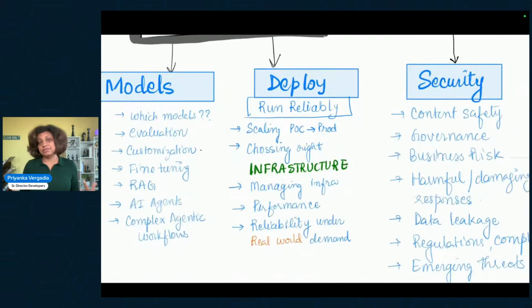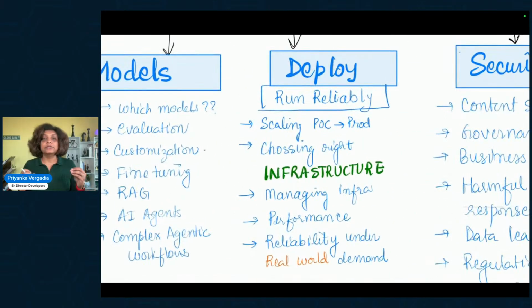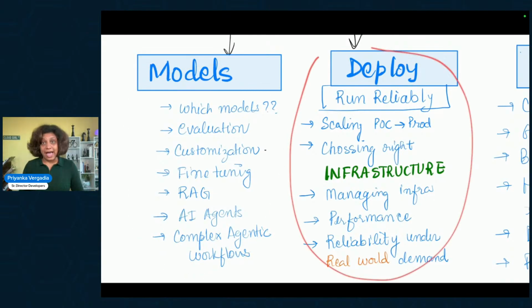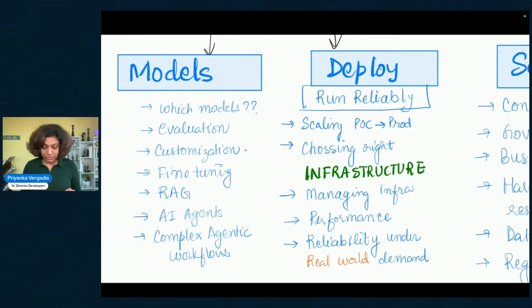Then the third piece is the deploy, right? And I'm talking about deploying the app, because if you talk about deploying the models, I'm considering that in the model section. But in this deploy, we're talking about deploying the app, which is powered by AI, where we've used these models. And this is where we've got to make sure it runs reliably for our customers. You go from POC to production. You're choosing the right infrastructure.